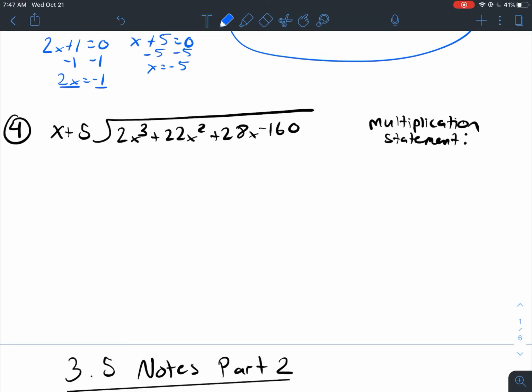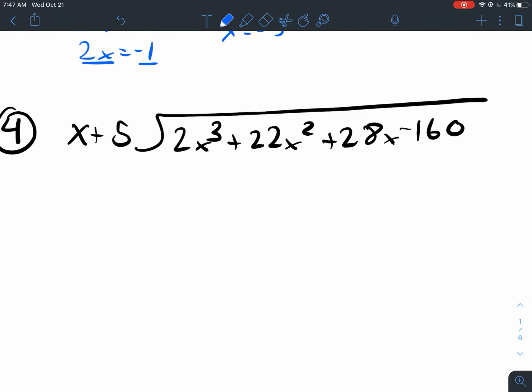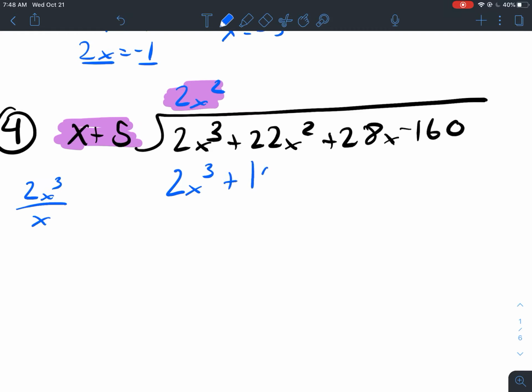So if we look, they want us to divide, right? So we're going to take this term and divide by this guy. So I get 2x to the third divided by x. That's going to give me 2x squared, all right? Then I'm going to multiply this guy by this guy. So when I do that, I get 2x to the third plus 10x squared.